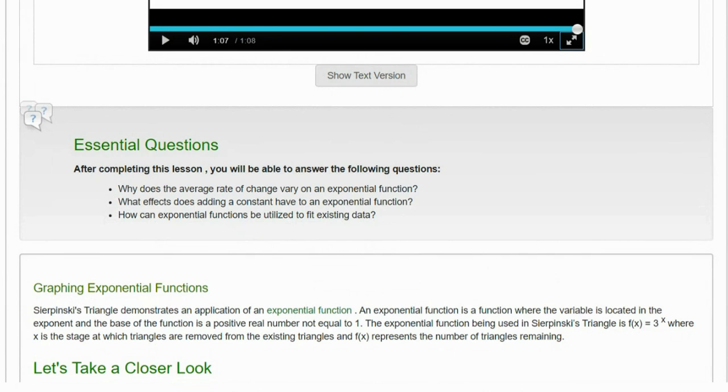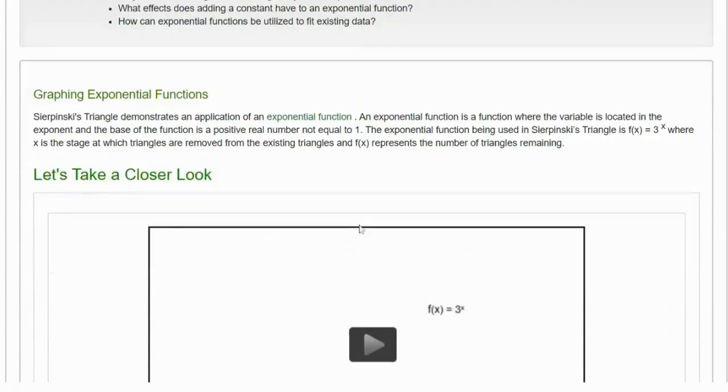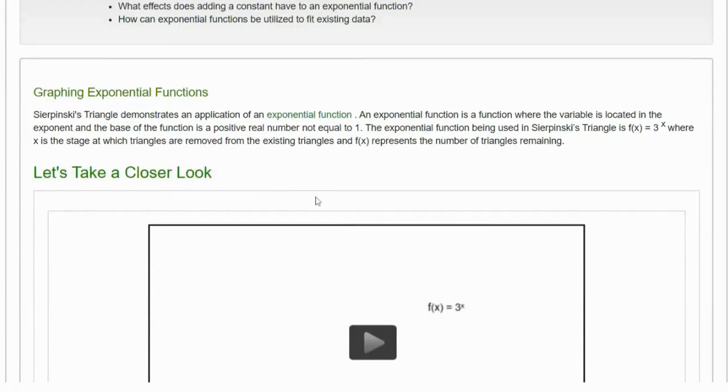What effects does adding a constant have to an exponential function? So we're looking at translations, transformations. How can exponential functions be utilized to fit existing data? All right, so Sierpinski's triangle actually demonstrates an exponential function.